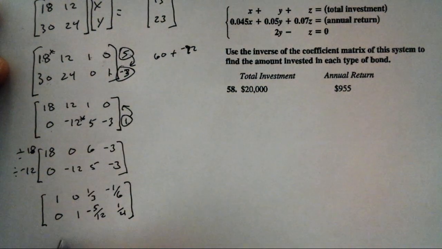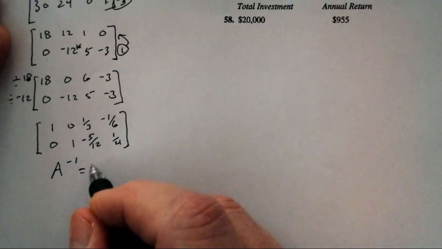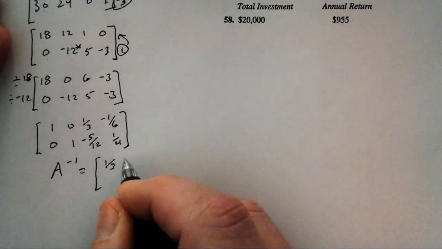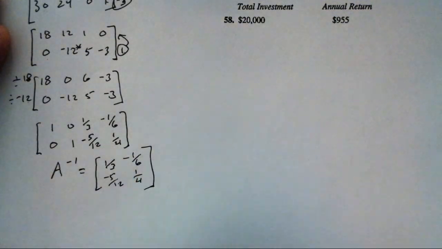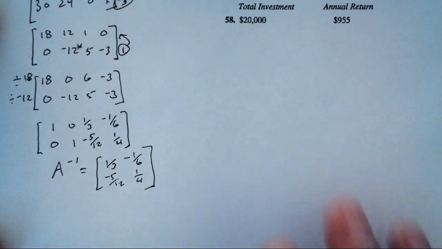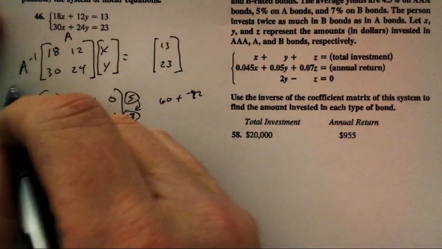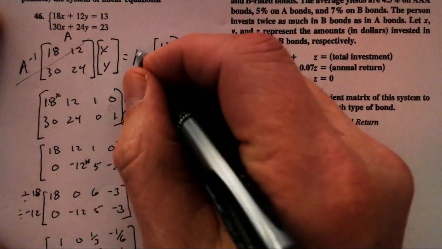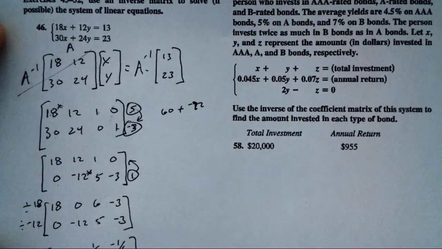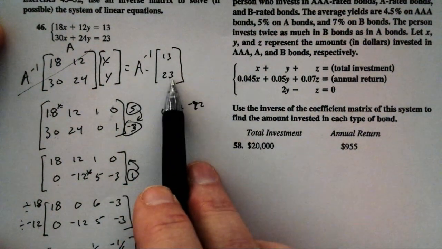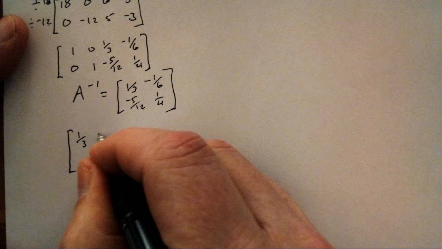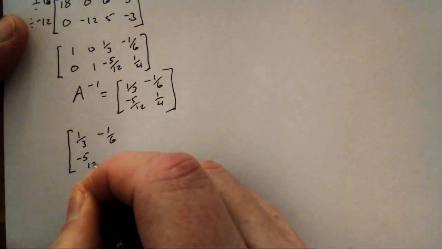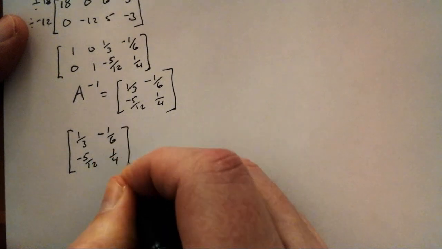So A inverse is 1/3, negative 1/6, negative 5/12, and 1/4. And if we go back up and take a look at the original, if I multiply this by A inverse, these cancel, I would get x y equals A inverse times that. So I just need A inverse times 13 23.